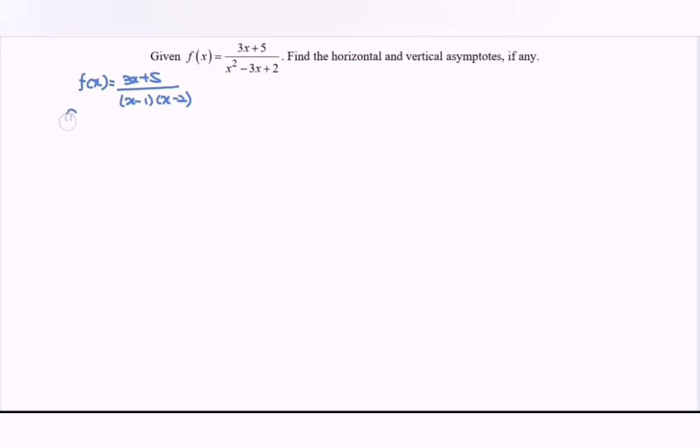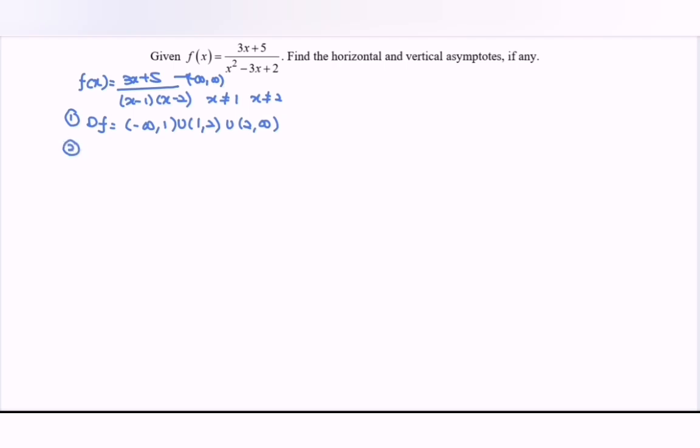First, what we have to do is to find the domain. As we can see in here, the numerator has all real numbers. Then as for the denominator, x cannot be 1, x cannot be 2. So the domain for f would be negative infinity to 1, union 1 to 2, union 2 to infinity, where 1 and 2 are not included. So that is the domain.